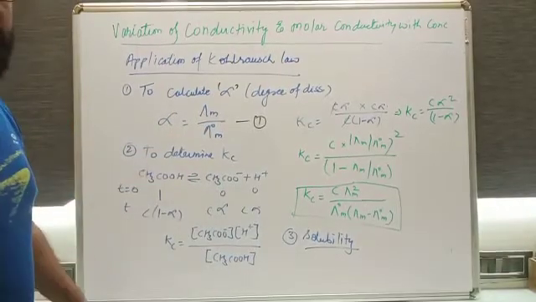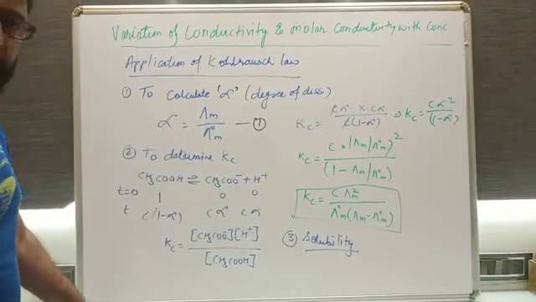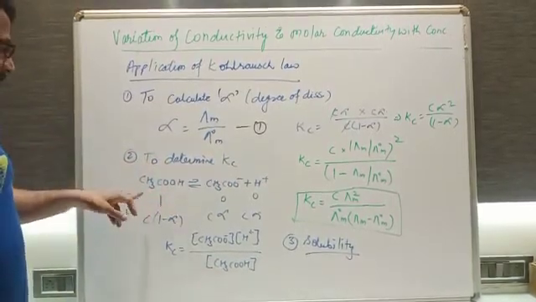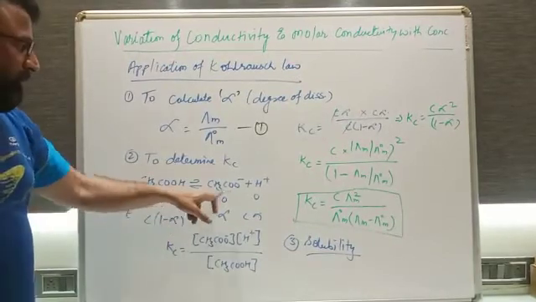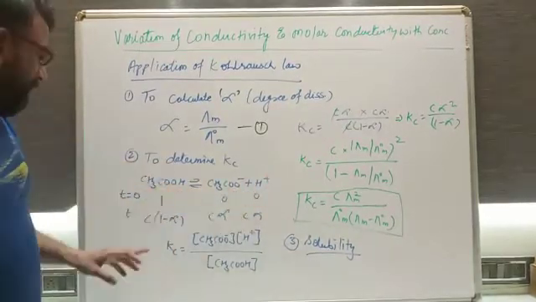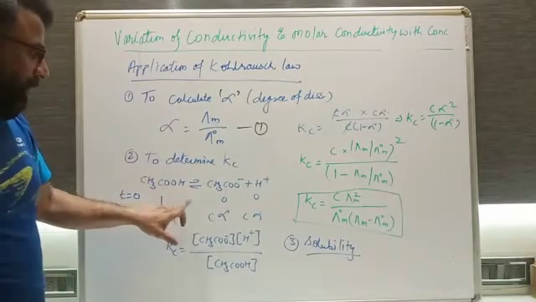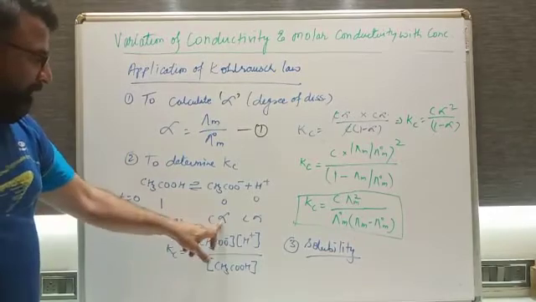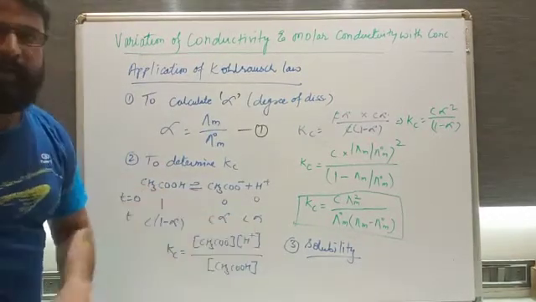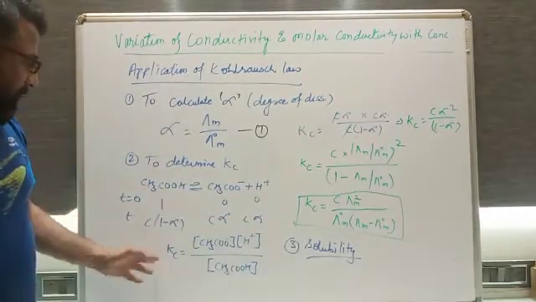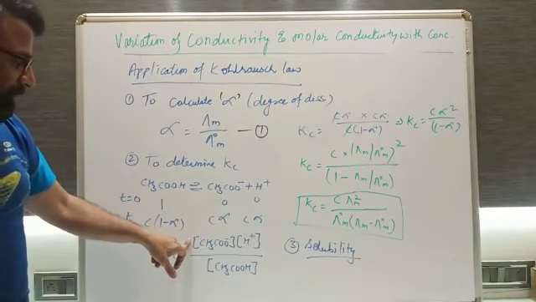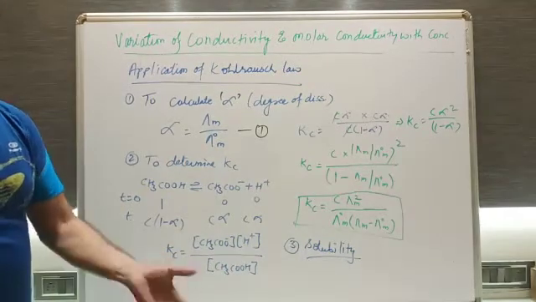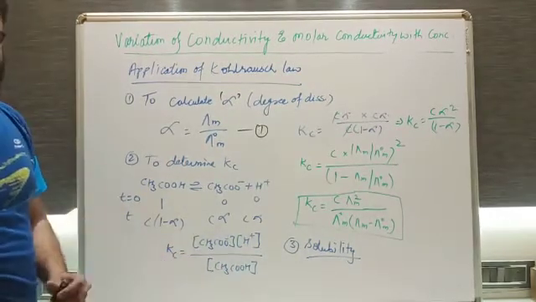Now the second one is to determine Kc, the equilibrium constant. Last year you saw this in the equilibrium chapter. If you take CH3COOH, it dissociates to form the acetate ion and H plus ion. At time t, the concentration was taken as 1. Initially it was 0, 0, and at time t it is 1 minus alpha, alpha and alpha. Then finally we multiply all by concentration. Kc's value is calculated by the concentration of CH3COO minus and H plus upon CH3COOH. That has been taught in the 11th standard many times.